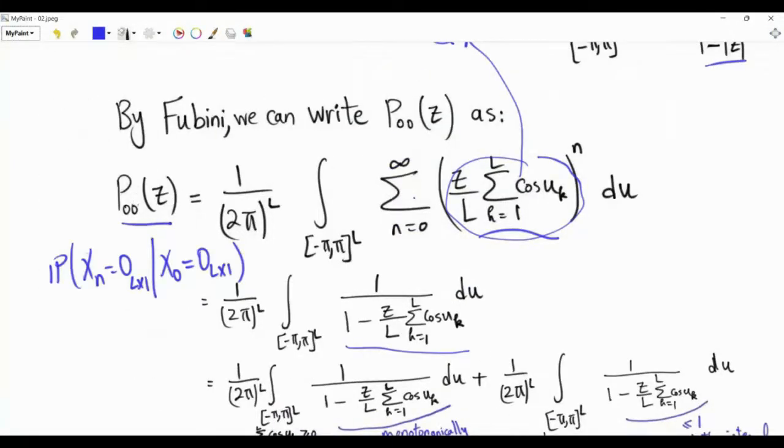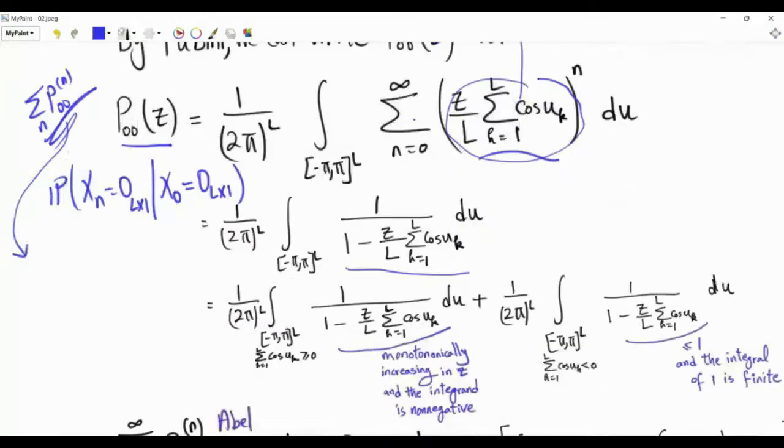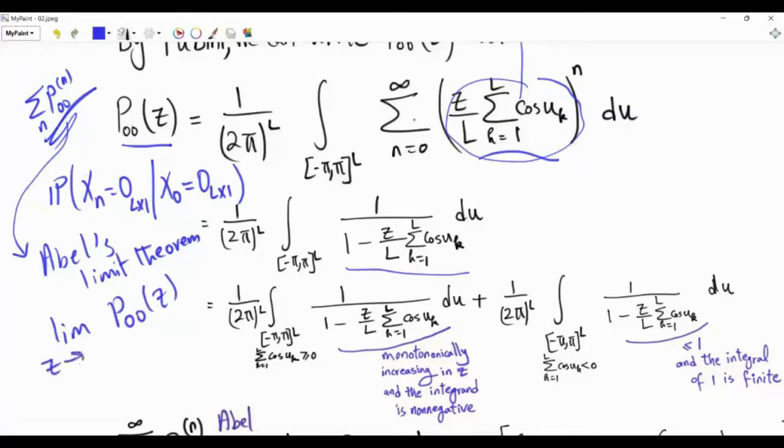The generating function is our way to obtain this summation. If this summation is infinity, the states are recurrent; if finite, the states are transient. In order to obtain the sum, we apply Abel's limit theorem, which tells us that this summation can be obtained via taking the limit of b00 of z as z approaches 1 from the left. So we need to take the limit of this integral.